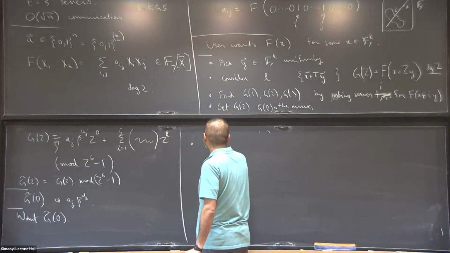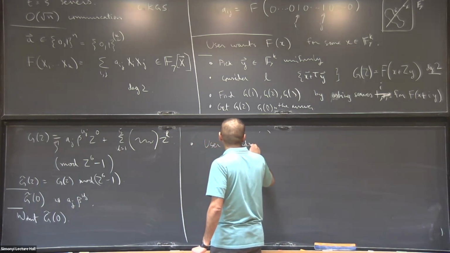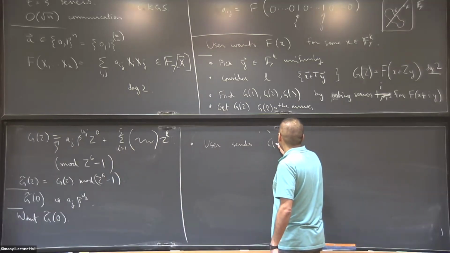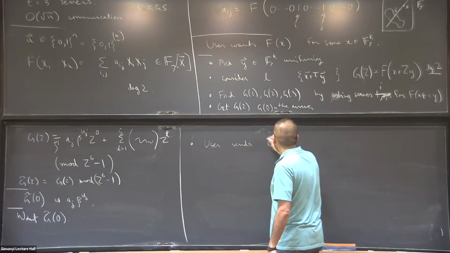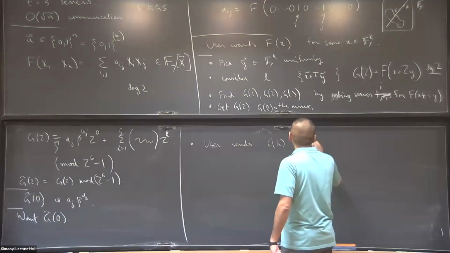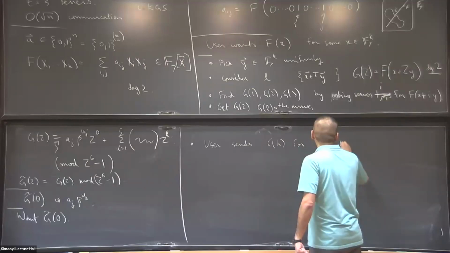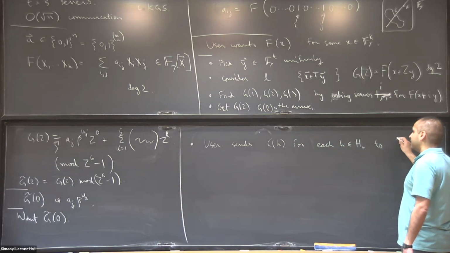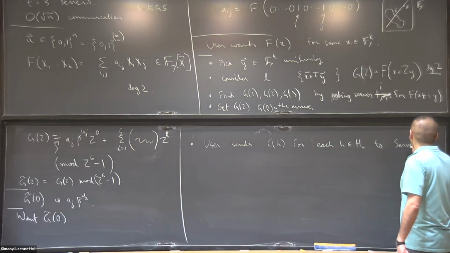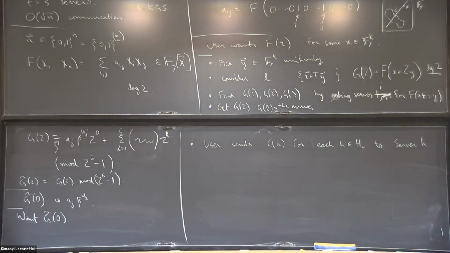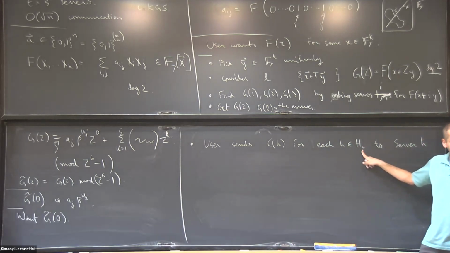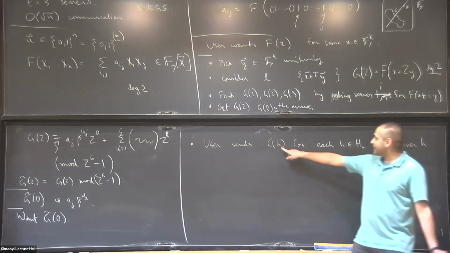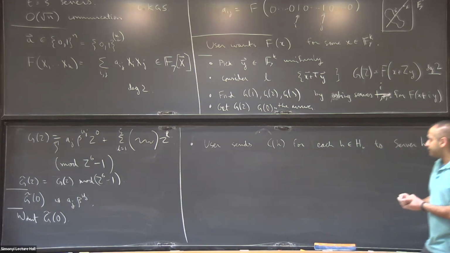So the user sends C of H for each H in H6 to the server. To server H, yes, that's good. You ask, so there are six roots of unity. So the servers are server 1, omega, omega square, up to omega to the 5, and you send it there.